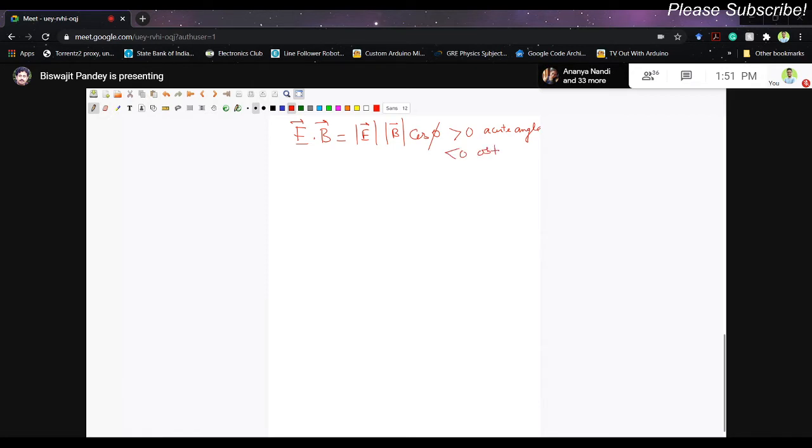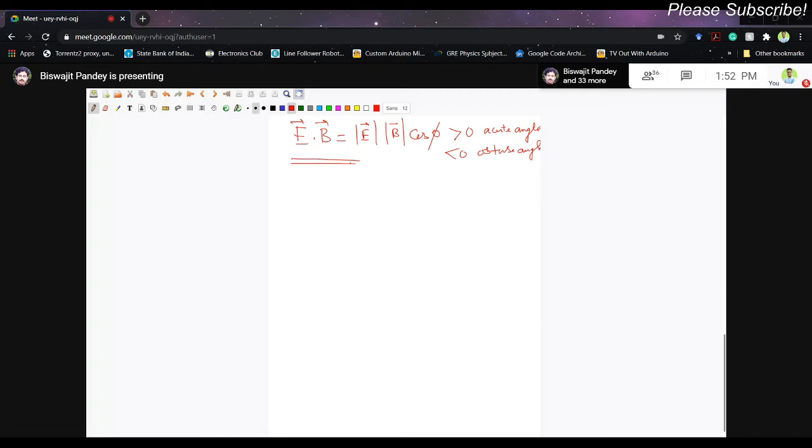So it suggests that if the angle between E and B is acute in one frame, it must be acute in any other frame, because in one frame it cannot be acute and in another frame obtuse. Then the sign would change, because E dot B would be positive in one frame and negative in another frame, which is not allowed by relativity, right? So this is a consequence of relativity, which we are discussing right now. So this is one important invariant which you want to remember.